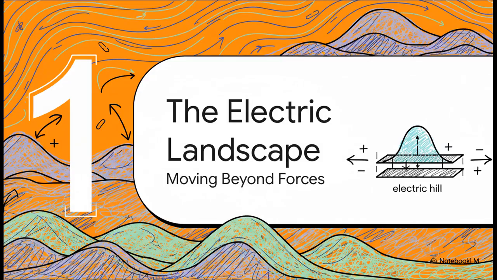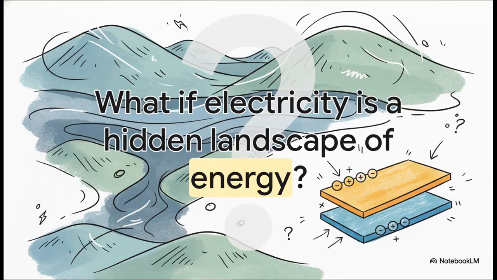So let's just dive right in by reframing how we even think about this stuff. We're going to move past just thinking about pushes and pulls and into this much richer world of energy. You know, we're all taught that positive and negative charges attract or repel each other, right? That's the language of forces. But what if we thought about it more like gravity? We know an object has potential energy just because it's sitting high up on a shelf. It's in a gravitational landscape. So what if electric charges work the exact same way?